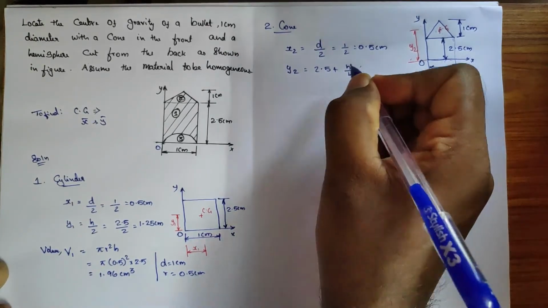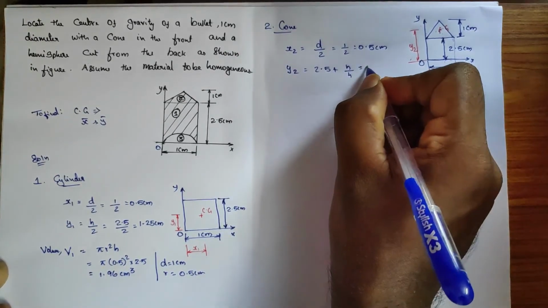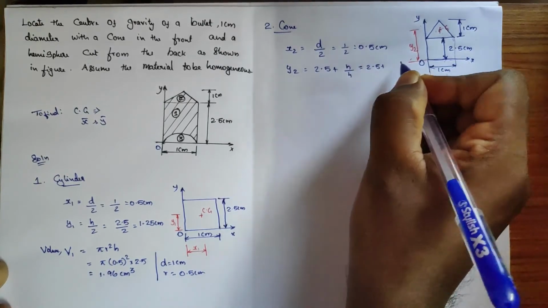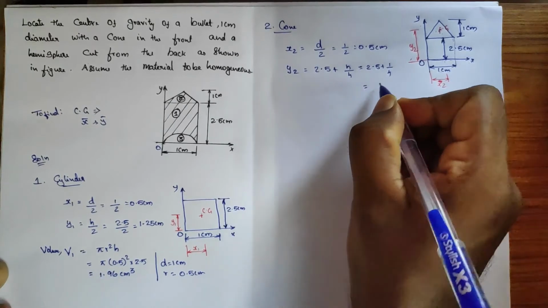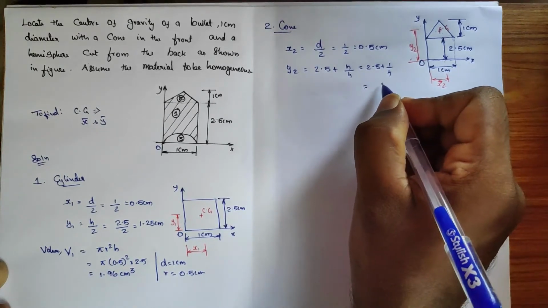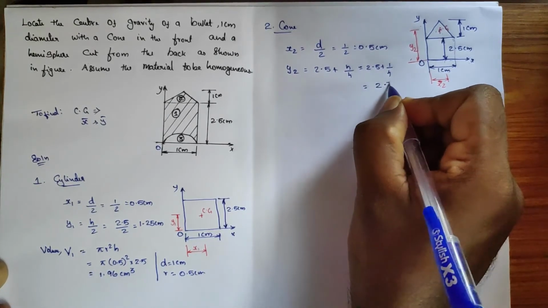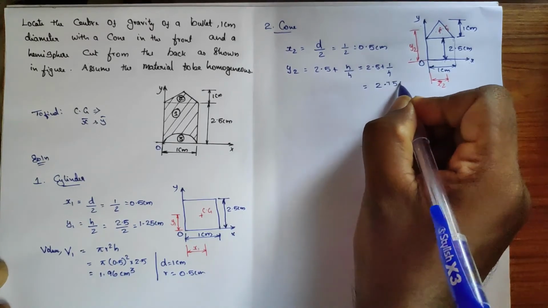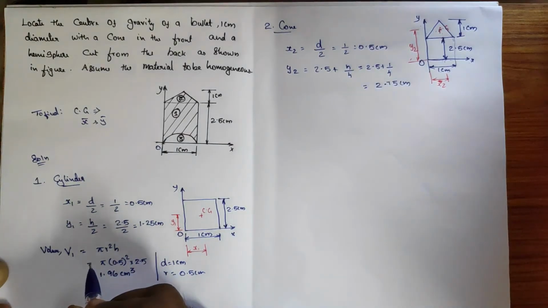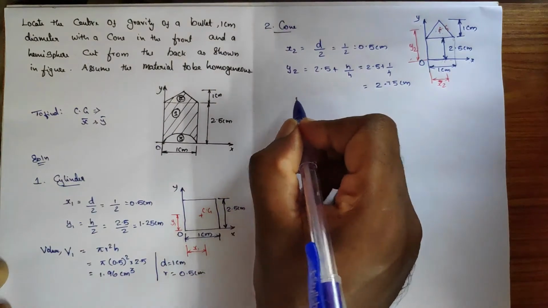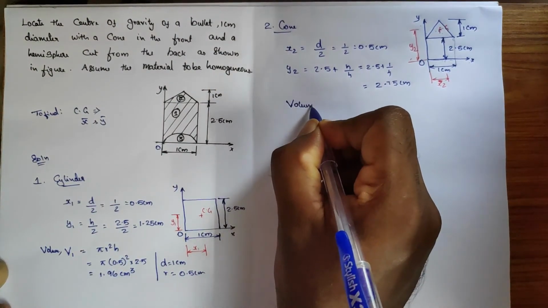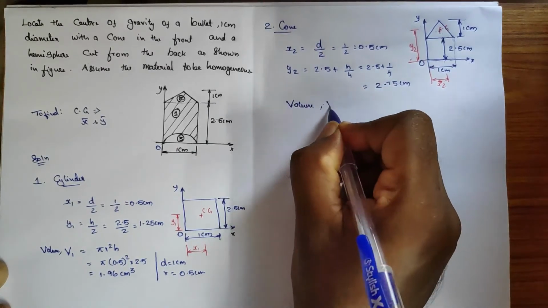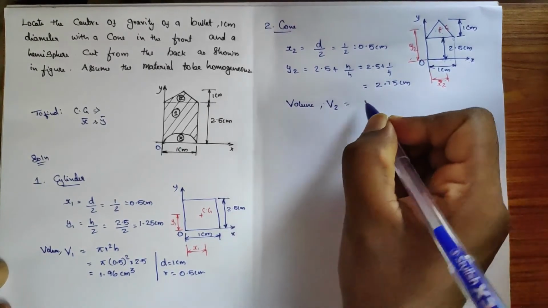Okay, so now if you do the calculation, I can say 2.5 plus h is 1 divided by 4. So I hope you will get 2.75 centimeter. Okay, 2.75 centimeter. And the next, volume of cone V2, the second component.